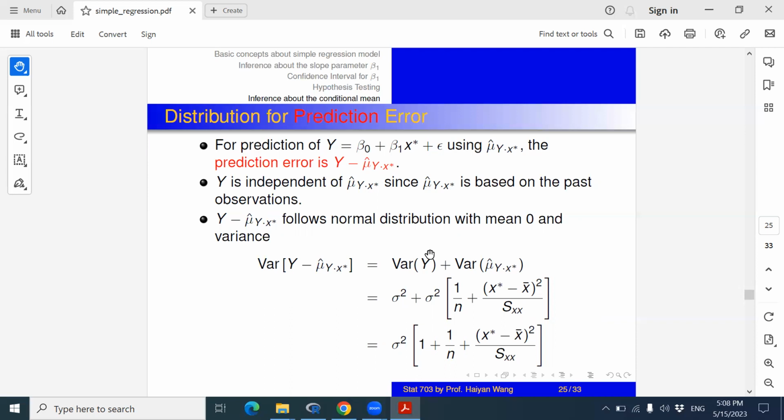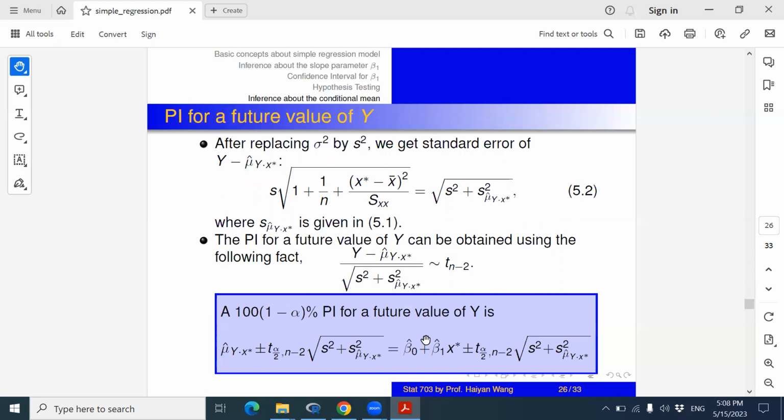They are independent, so the variance is the sum of the variances. The second part we already computed, and the variance of y is sigma squared. So altogether, what we get is sigma squared times 1 plus the actual part. Because of this 1, compared to the previous slide, which was the estimation error, this part is extra. With that extra, it gives us bigger variation in the prediction compared to the estimation.